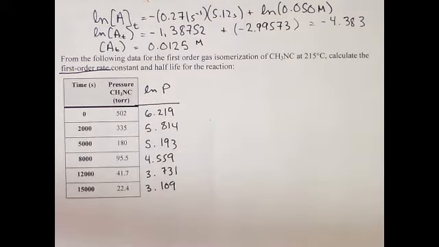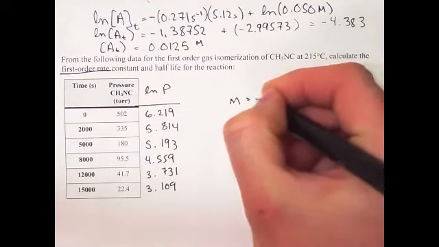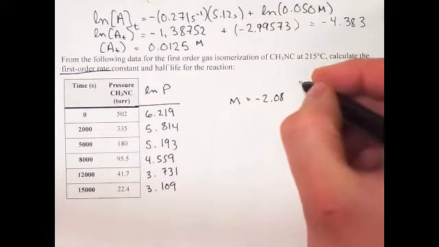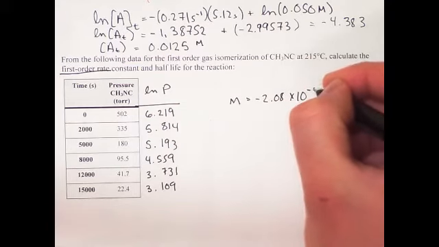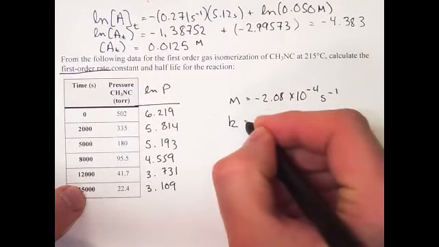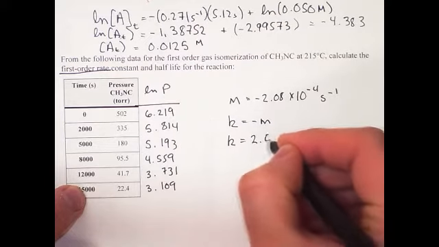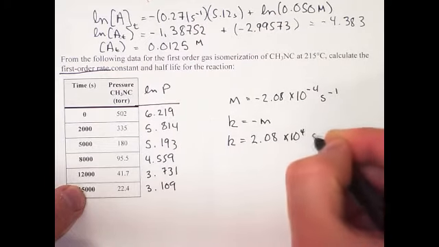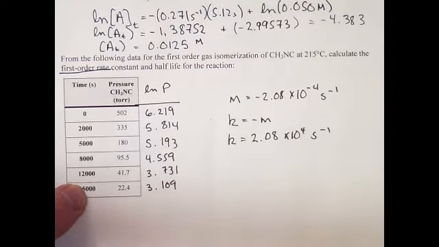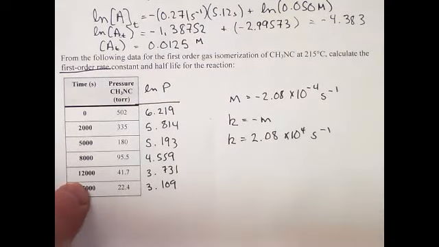So what we get out of that is that the slope is equal to negative 2.08 times 10 to the negative 4 seconds to the negative 1. It is first order. We know that k is equal to the negative slope. So k is equal to 2.08 times 10 to the negative 4 seconds to the negative 1. So again, you could use a TI. You could graph it by hand and try and get the slope that way as well. You should get a pretty close answer doing it by hand.